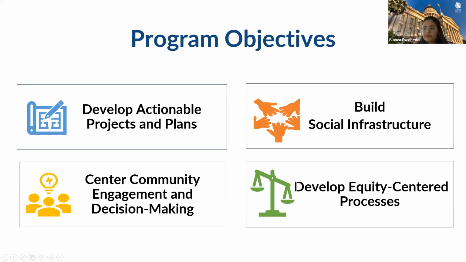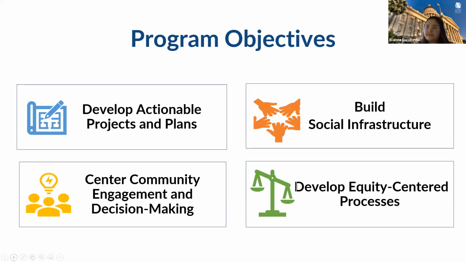Next slide, please. So the Regional Climate Collaboratives program has 4 program objectives, and those should be central to the goals, priorities, and activities of the proposed collaboratives that are going to be funded through the program. So number 1 is to develop actionable plans and projects, to build social infrastructure, to center community engagement and decision-making, and also develop equity-centered processes.